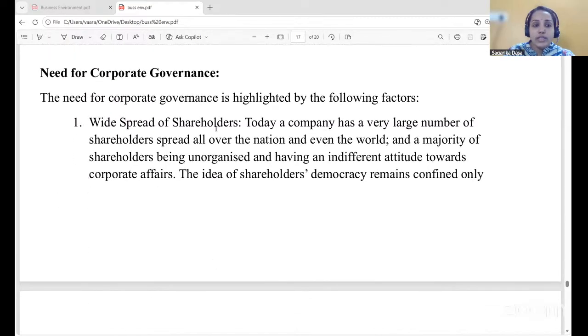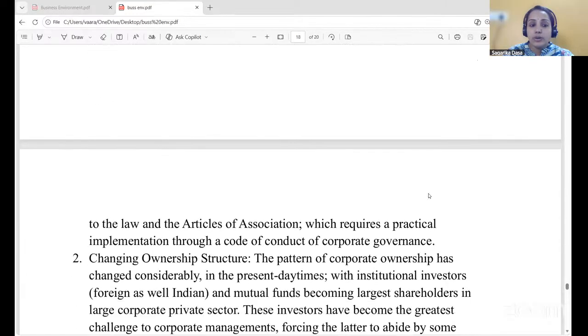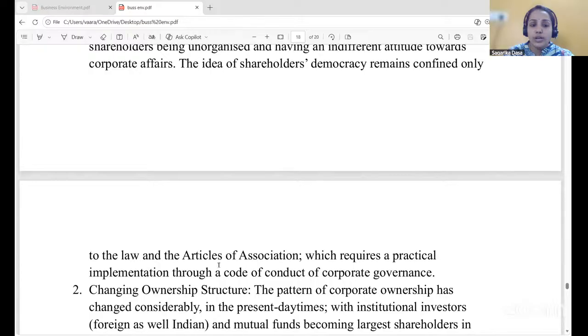Need for corporate governance: because of the widespread of the shareholders, it is very important to understand corporate governance. Today, a company has a very large number of shareholders spread all over the nation, even the world. Hence, the idea of shareholder democracy confined only to the law and articles of association requires a practical implementation through a code of conduct of corporate governance. So, as the stakeholders are many, spread across the world, there must be a code of conduct, the do's and don'ts of business, that explains your corporate governance.